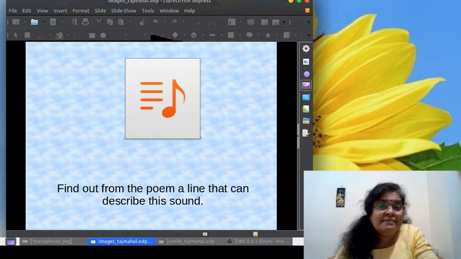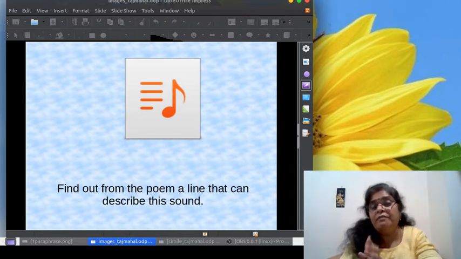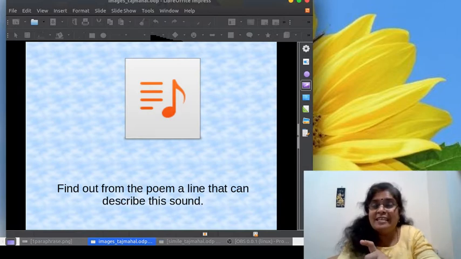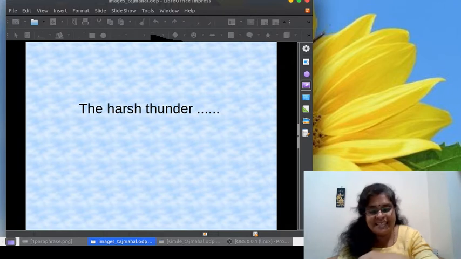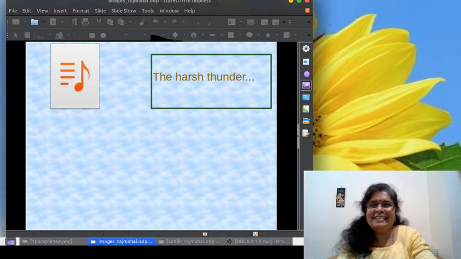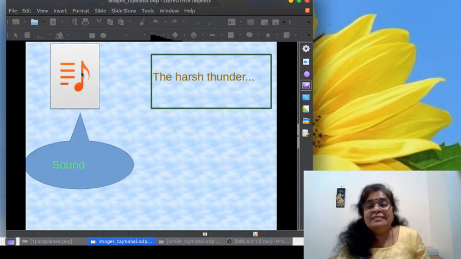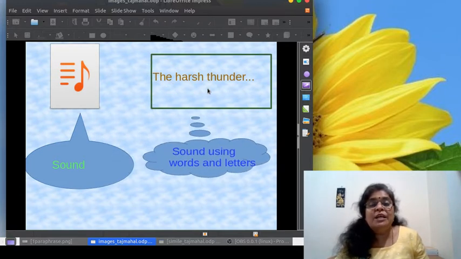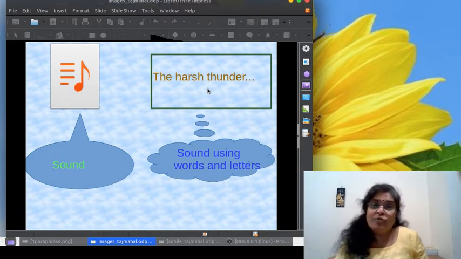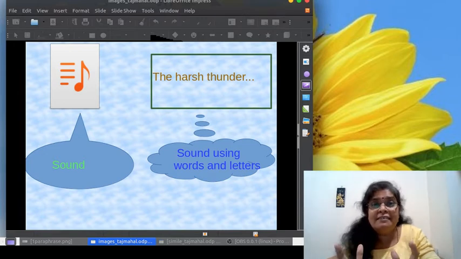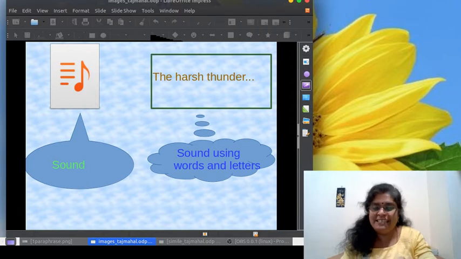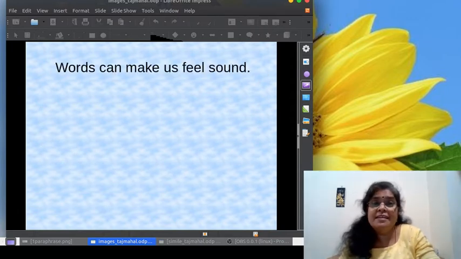From the poem, a line that can describe this sound. Yes, in our poem, there is a line which reminds us of this sound. Pause the class, read the poem and find out. Yes, this is the line: the harsh thunder. Don't you remember? Okay, this is the sound. And what is this? The sound using words. So, words can create a particular sound in our mind. A harsh thunder in the mind, a thunder clap will come to our minds. So, words can make us feel sound.